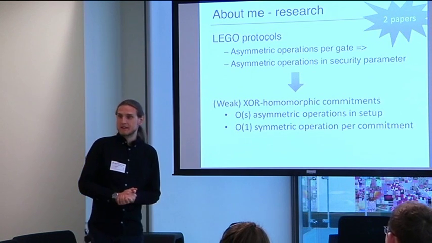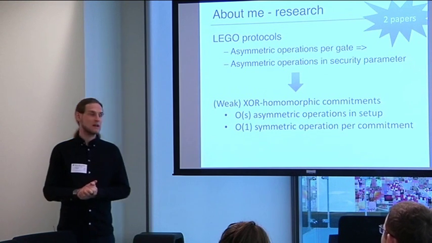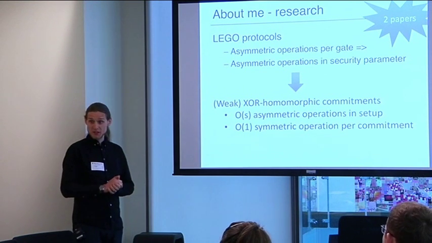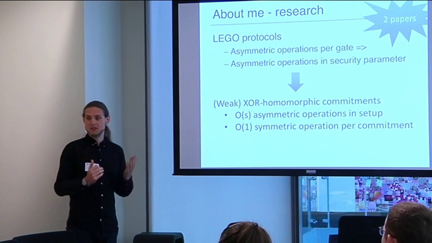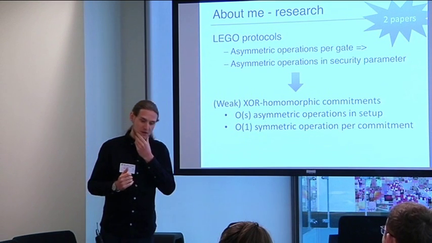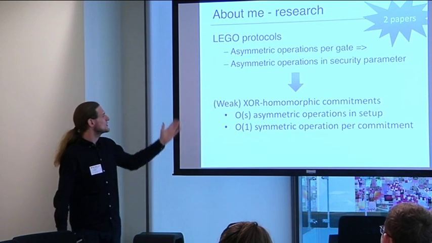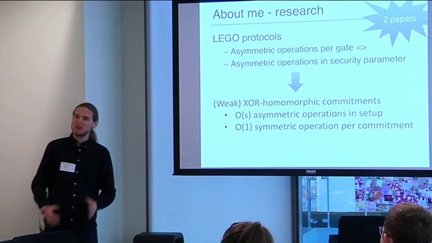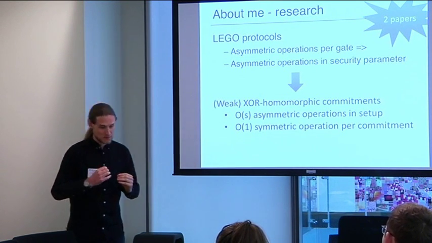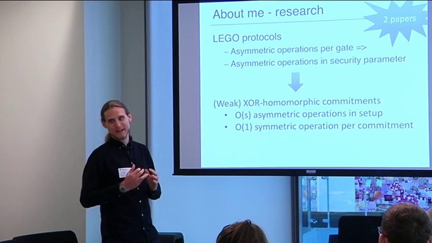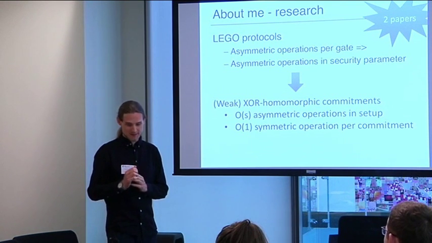Both these papers actually had another contribution, which is XOR homomorphic commitments that just require a number of asymmetric operations during setup as OTs, and then only a constant number of symmetric operations per commitment. The difference between these two papers was that the first LEGO paper is not as efficient as the second one, and the first one only introduced a weak notion of these XOR homomorphic commitments. The weak here means that not all the commitments you make are completely binding. There might be some that are not binding. So we remedied this in the second paper, and that actually branched out into another paper, which was published by itself at TCC this year.